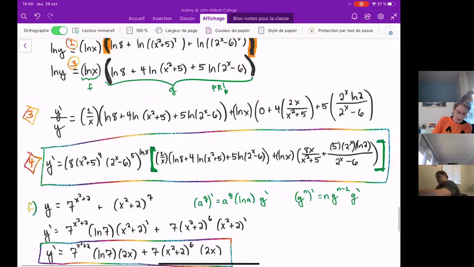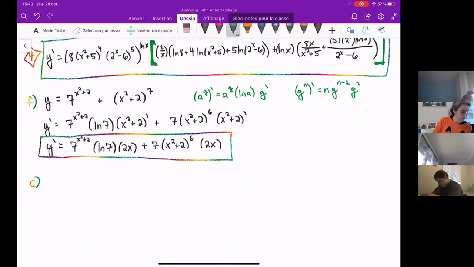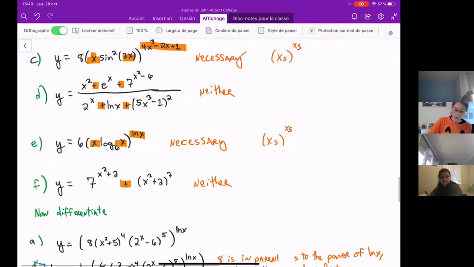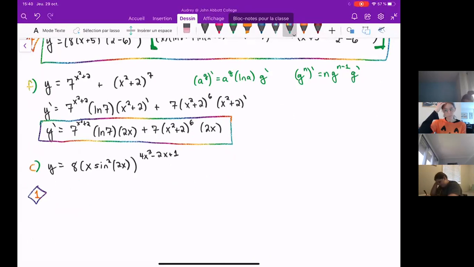And then I don't think we will have time because I'm sure this is going to take us 5 minutes. But C was this one, right? Yeah, okay. So C is y is equal to 8 times x sine squared 2x, all to the 4x cubed minus 2x plus 1. And we said logarithmic differentiation is necessary here because I have x's in my base and x's in the power. So I'm taking ln of both sides. Ln y is equal to ln of this stuff.